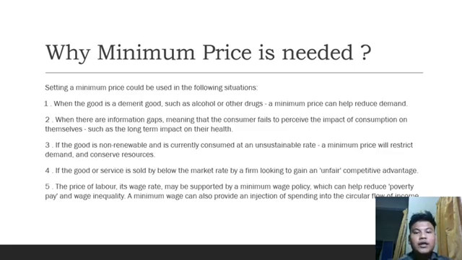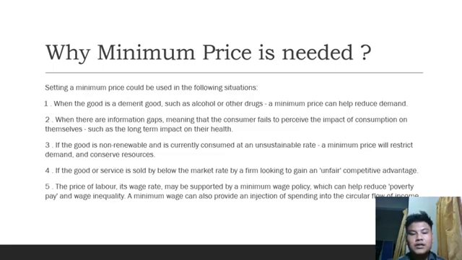First, when the good is a demerit good, such as alcohol or other drugs, a minimum price can help reduce demand. Second, when there is an information gap, meaning that the consumer fails to perceive the impact of consumption on themselves, such as the long-term impact on their health. Third, if the good is non-renewable and is currently consumed at an unsustainable rate, a minimum price will restrict demand and conserve resources. Fourth, if the good or service is sold below the market rate by a firm looking to gain an unfair competitive advantage.